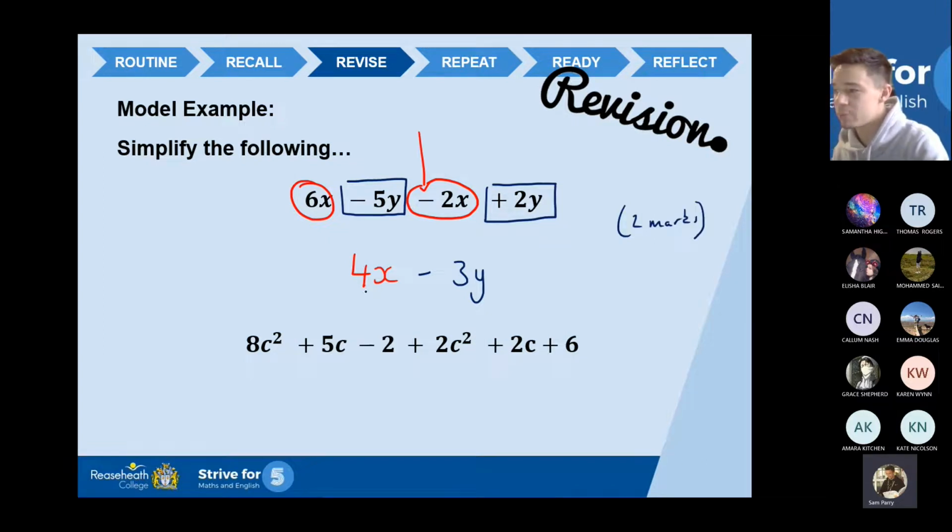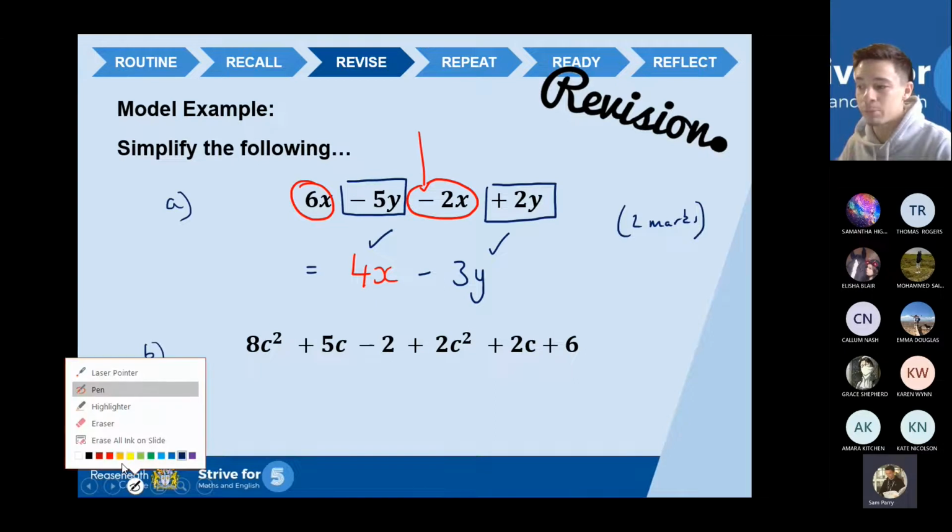1 mark for dealing with the x's and getting that value, and a second mark for dealing with the y's and getting minus 3y. Putting them together gives us our final answer. So 4x minus 3y. Now, let's say that's A, and now we're going to look at B. Exactly the same principle, but we're dealing with a few more things this time.